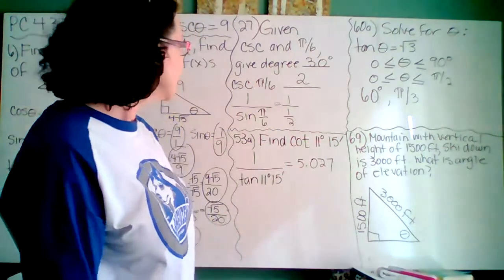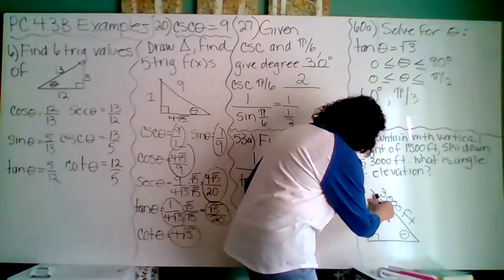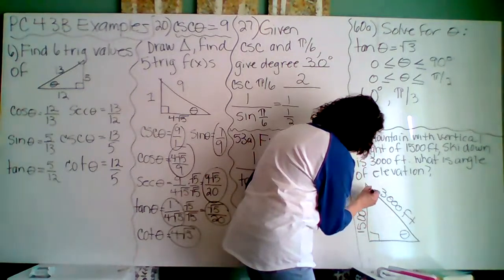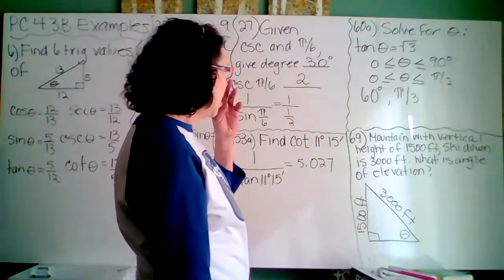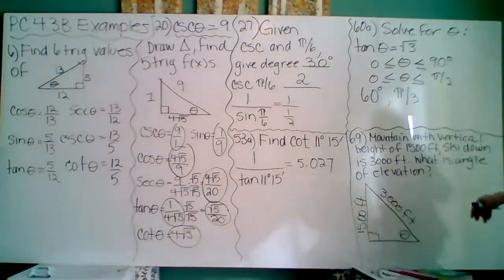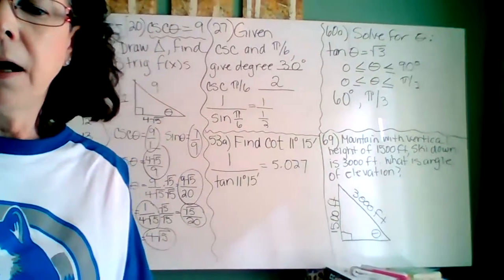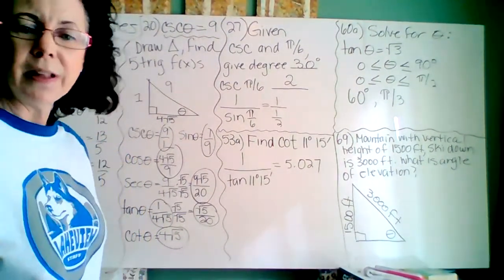Okay, number 69, a mountain with a vertical height. This is supposed to be vertical. Now that I look, that doesn't look very vertical, does it? Yeah, it's a little better. With a vertical height of 1,500 feet, and you ski down, so I was trying to abbreviate to save room, but you ski down, your path is 3,000 feet. And they want to know what is the angle of elevation.